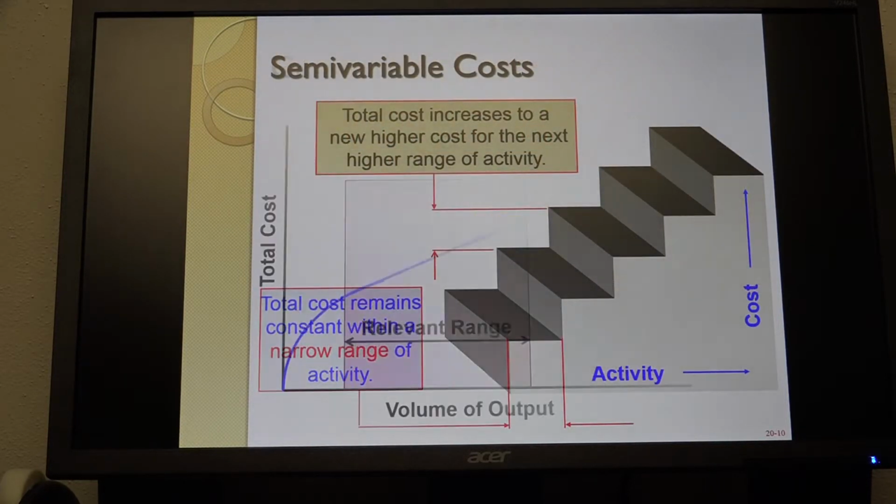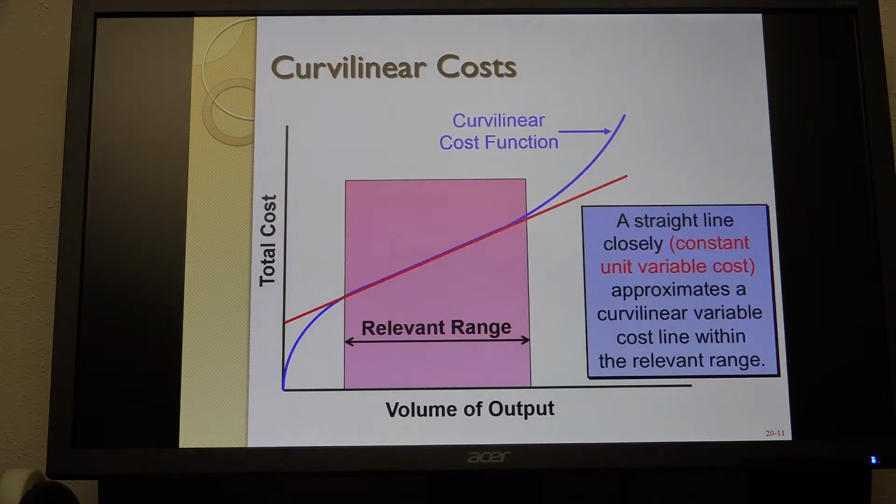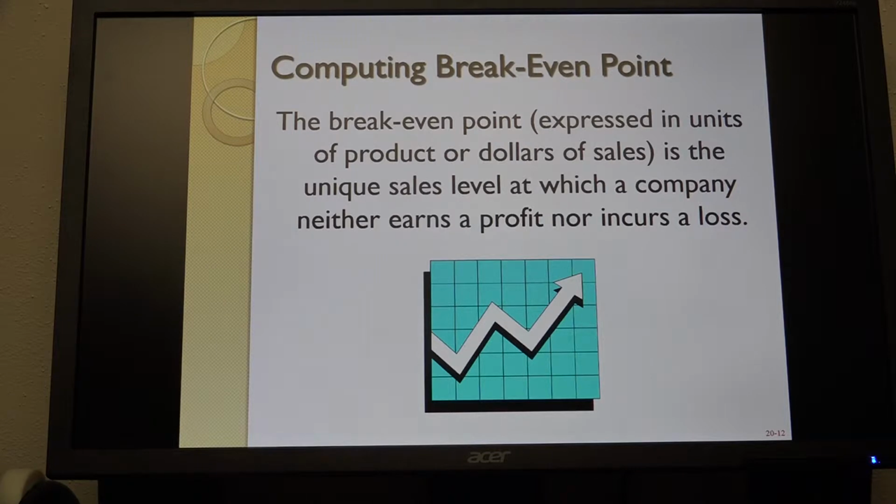All right, we're not really going to talk about these other types of costs. What I want to get to is this thing called break-even point. The break-even point, like I said, is the sales level where the company earns neither a profit nor loss.